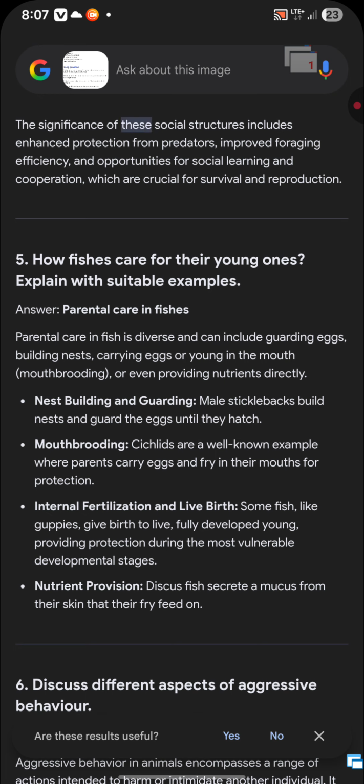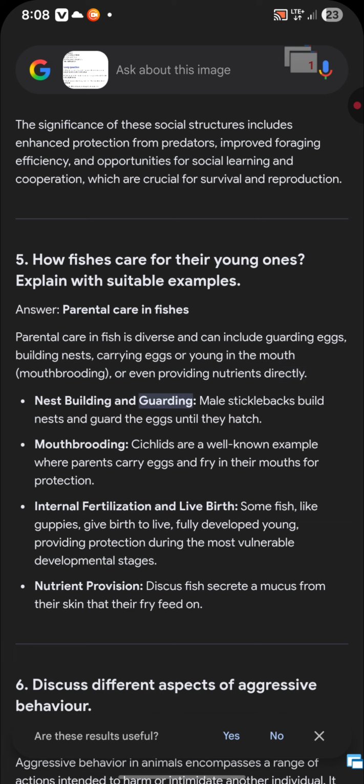The significance of these social structures includes enhanced protection from predators, improved foraging efficiency, and opportunities for social learning and cooperation, which are crucial for survival and reproduction. 5. How fishes care for their young ones? Explain with suitable examples. Answer. Parental care in fishes. Parental care in fish is diverse and can include guarding eggs, building nests, carrying eggs or young in the mouth brooding, or even providing nutrients directly.